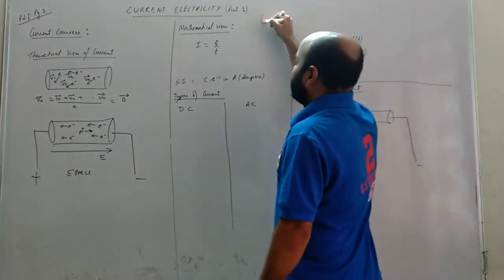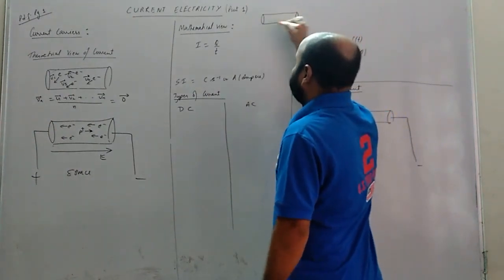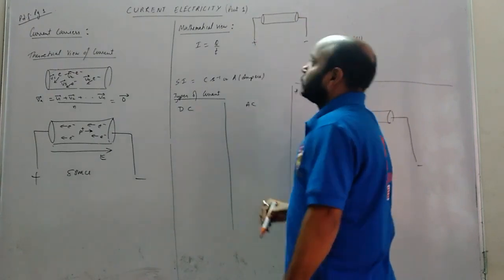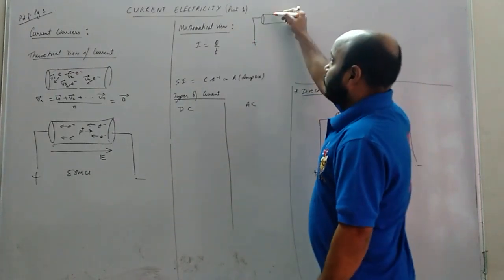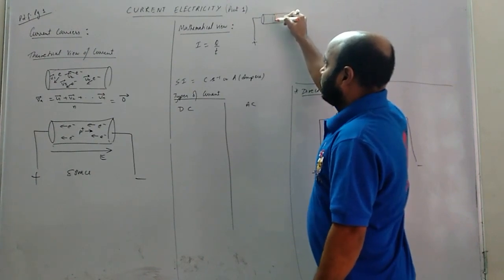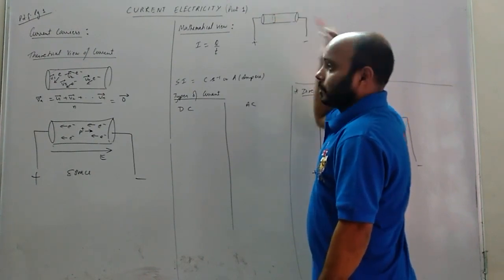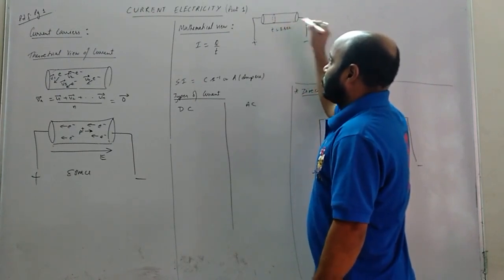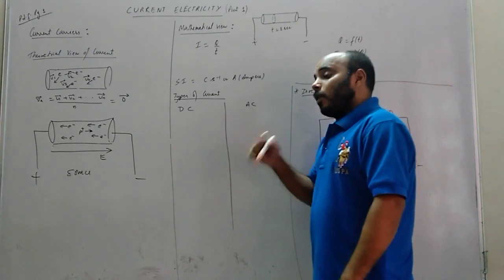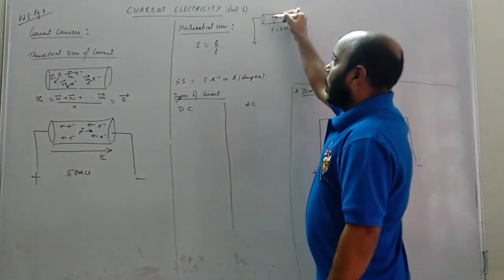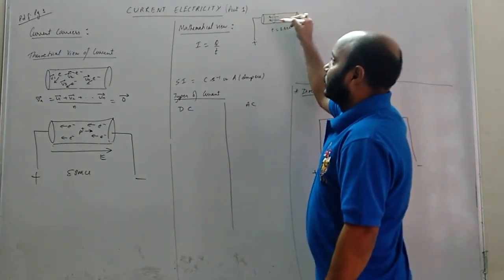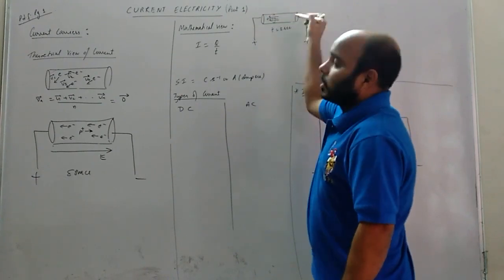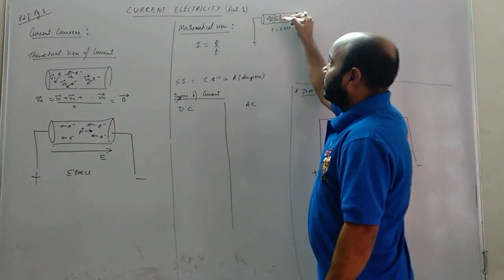See, for example, this is a conductor which is connected to a source. Listen very carefully. You fix a cross section of the conductor. This is the cross section I have fixed. Fix a time interval. For example, I am fixing the time interval as 2 seconds. Now you see in 2 seconds how many electrons are traveling. For example, 3 electrons are traveling across the cross section in 2 seconds.